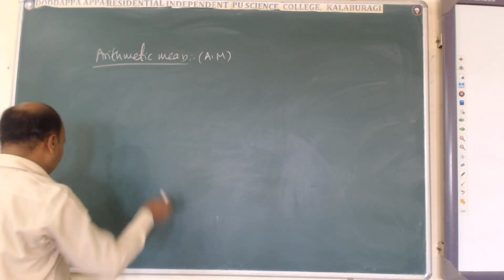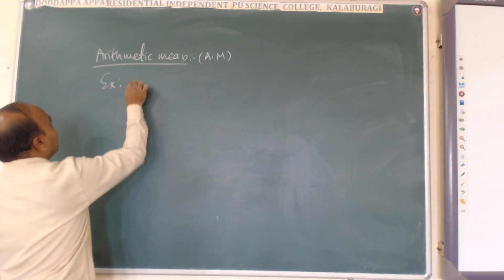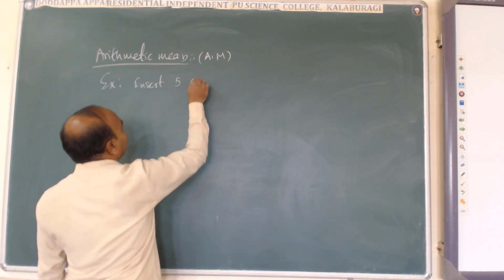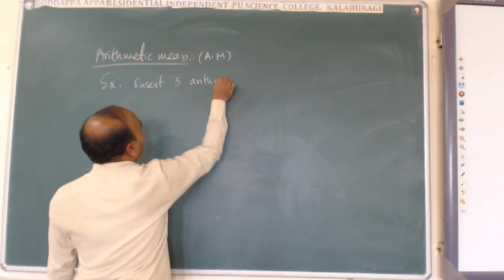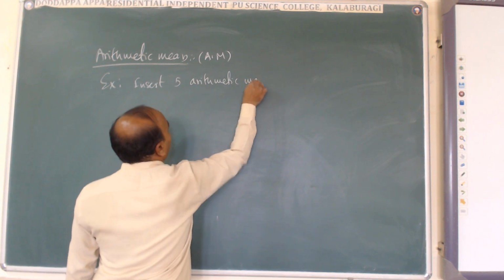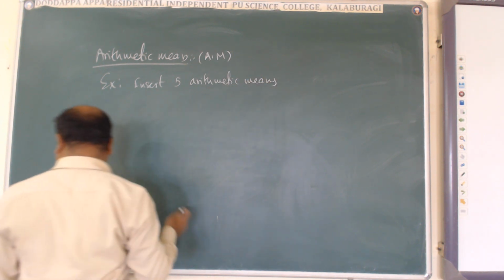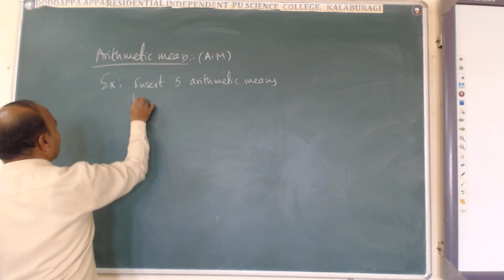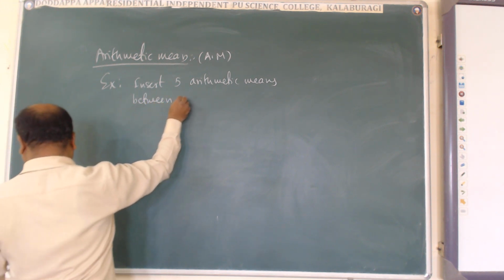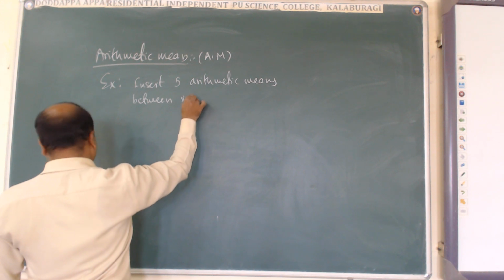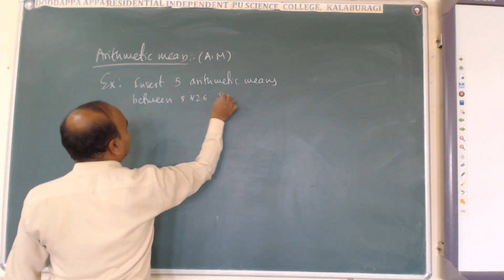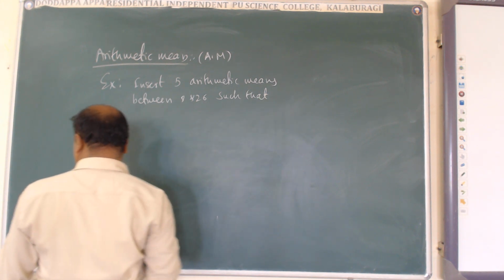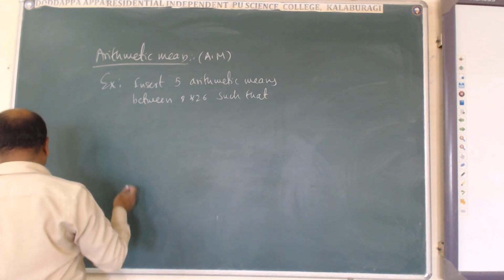Example: insert 5 arithmetic means between a and 26 such that the resulting sequence is an AP.